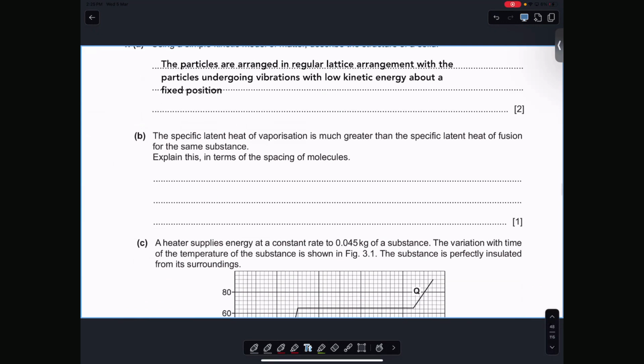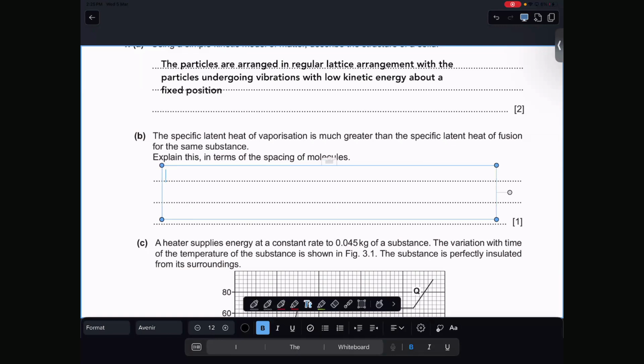Let me check. Specific latent heat of vaporization is much greater than specific latent heat of fusion for the same substance. Explain this in terms of spacing of molecules. Why is latent heat of vaporization exponentially higher? What's the reason behind this? Because of the spacing. So why is it so large? You go from solid to liquid, let's say the amount is 10. You go from liquid to gas, the amount is 500. So the changes are different. When you go from solid to liquid, it's just that. And when you go from liquid to gas, it goes from here to that wall. To take them that far, you need a lot of energy.